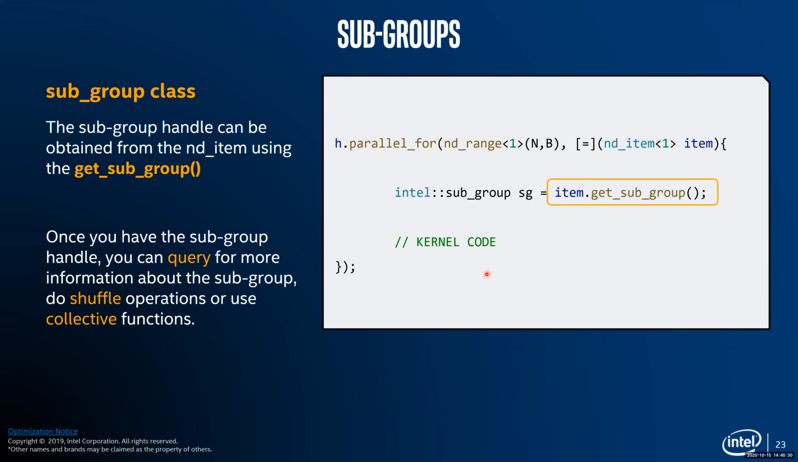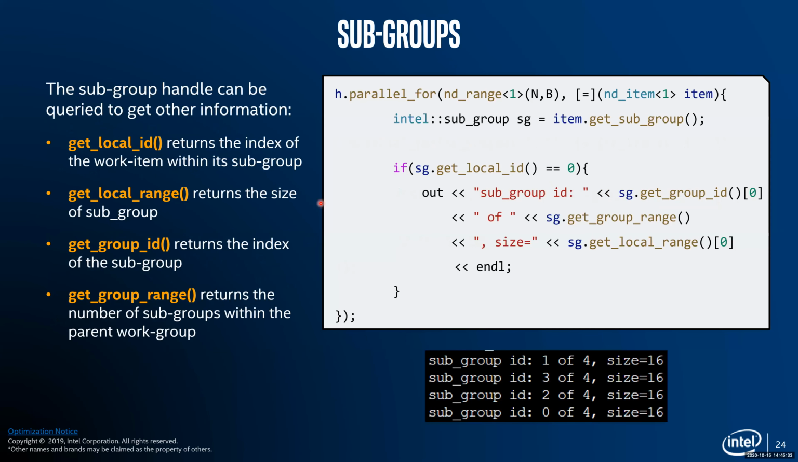Let's look at doing simple queries for a subgroup. There are various query methods that we can use. For example, get_local_id will return the index of the work item within the subgroup. get_local_range will give you the size of the subgroup. get_group_id will return the index of the subgroup, and get_group_range will give you the number of subgroups within the parent work group.